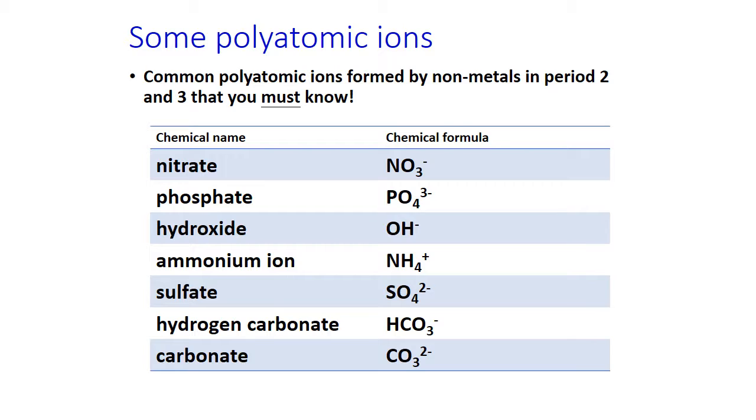So that's for atomic ions, or elemental ions, I guess. You can also have polyatomic ions. Common polyatomic ions form by essentially the non-metals in period 2 and 3, and you must know them. Know their formula and also their charge, because we'll be using them a lot in class. Very important.